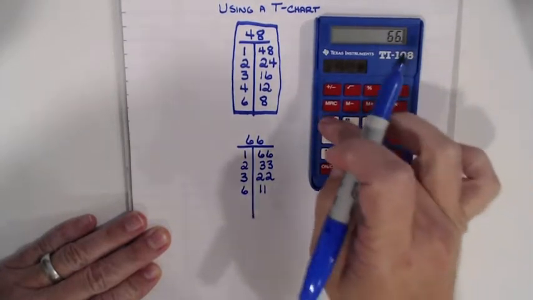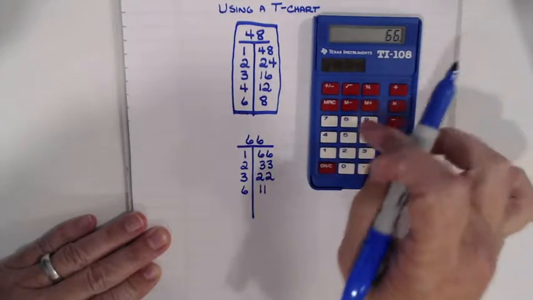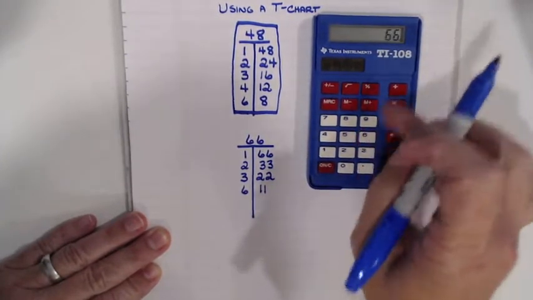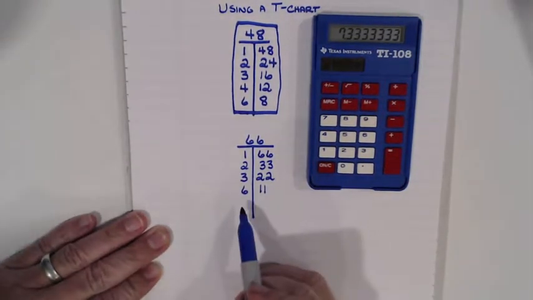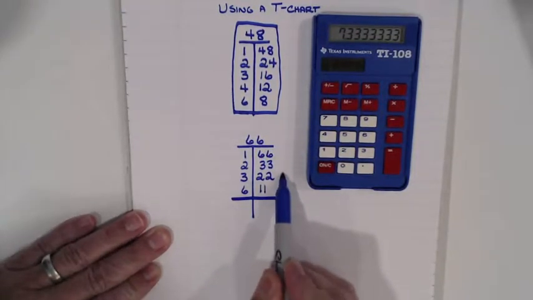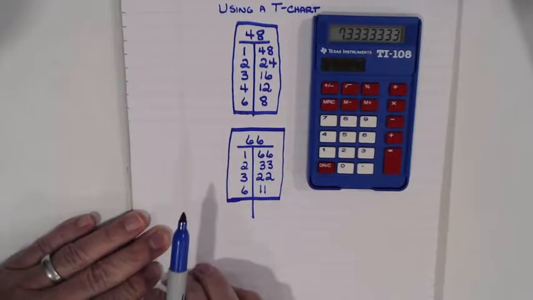66 divided by 7. 7 won't go into it. 66 divided by 8. 8 won't go into it. 66 divided by 9. 9 won't go into it. And I know 10 won't go into it because this number doesn't end in 0. This is a complete list of every single number that is a factor of 66.